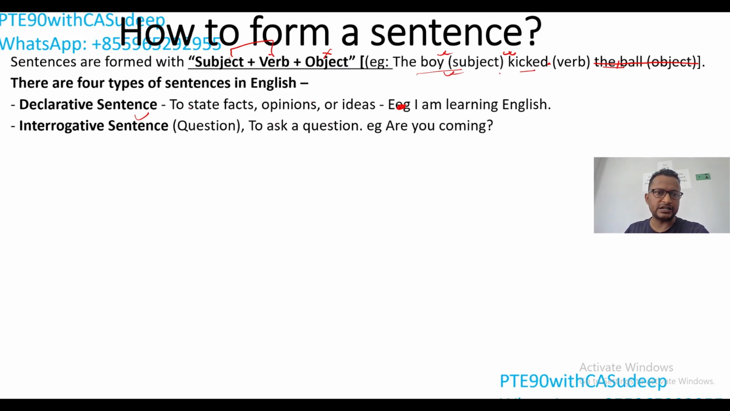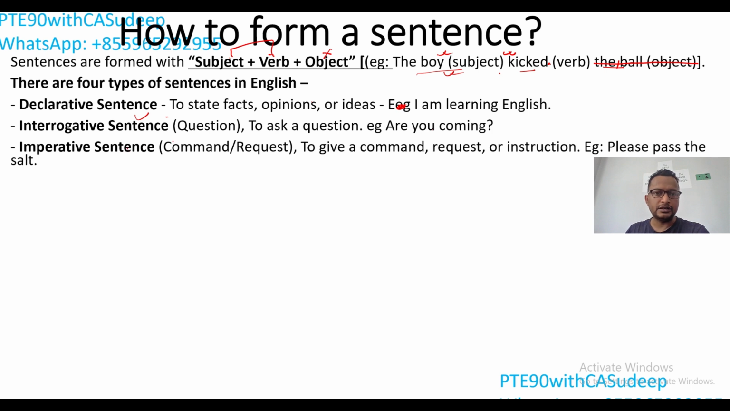And then interrogative sentences, meaning asking questions. "Are you coming?" Right? "How are you?" Those are interrogative sentences. And then imperative sentences, to give a command or request. For example, please pass the salt. Please come here. Please go there. Please do this. Please study correctly. So those are the imperative sentences.